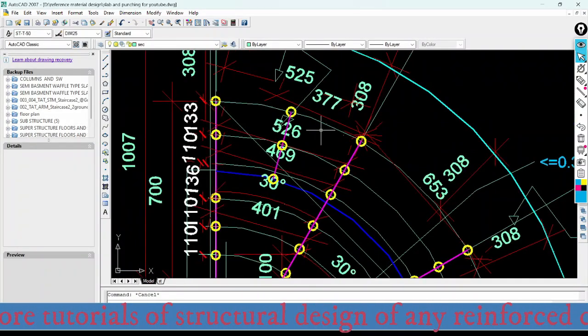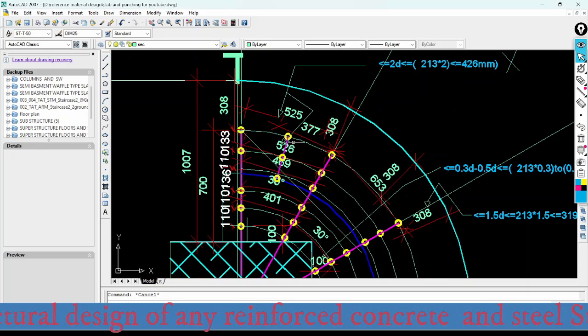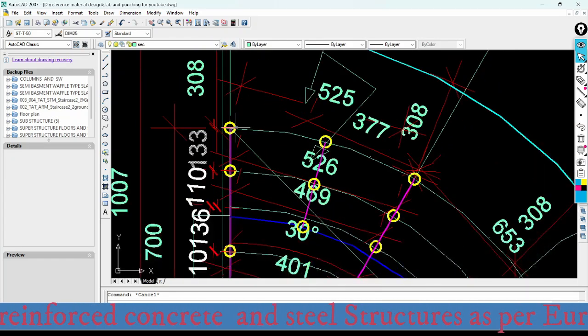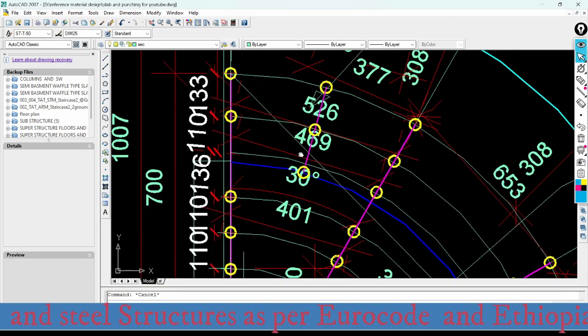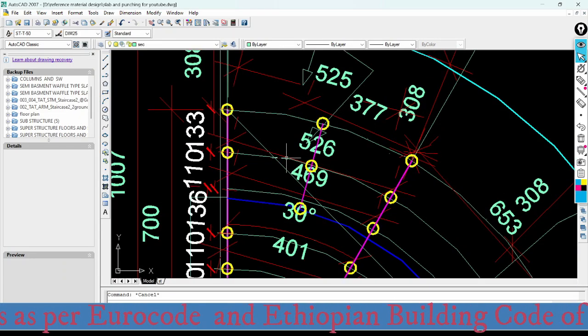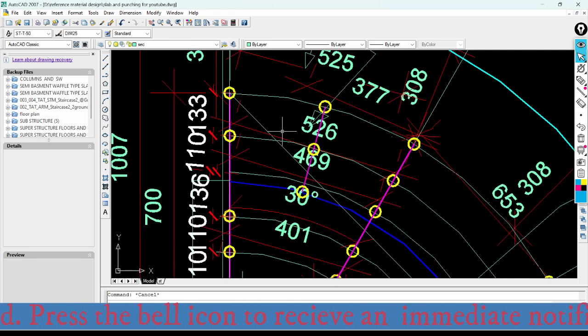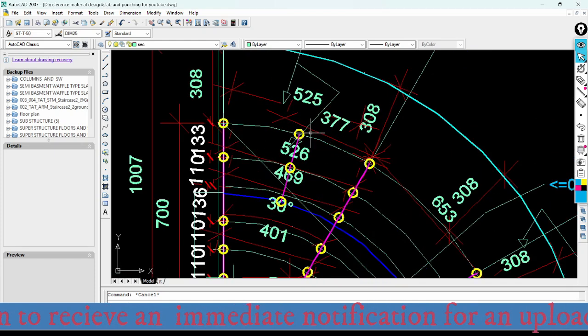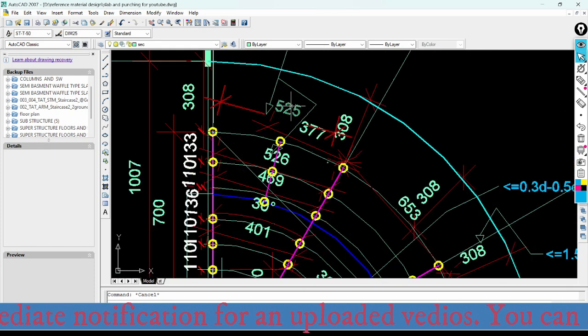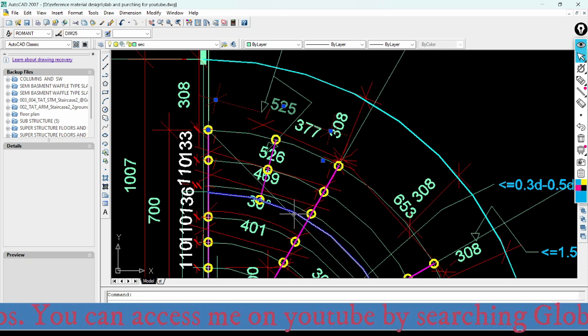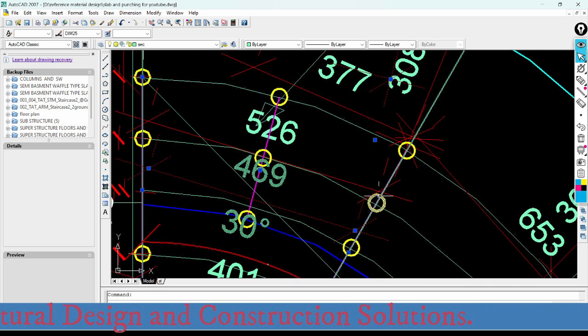So we need to check whether the distance between the shear legs within the basic parameter and outside of the basic parameter is less than 2d and 1.5d respectively. So we need to check the maximum limit of the distance. In this case, outside the basic parameter, the minimum distance between two consecutive shear legs is 469, the distance between this and this.